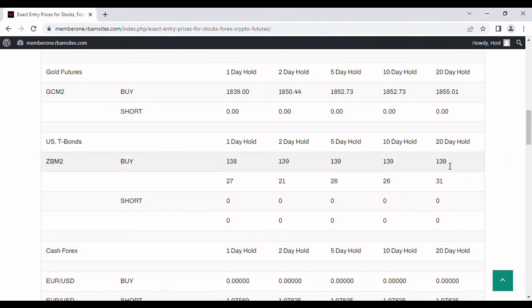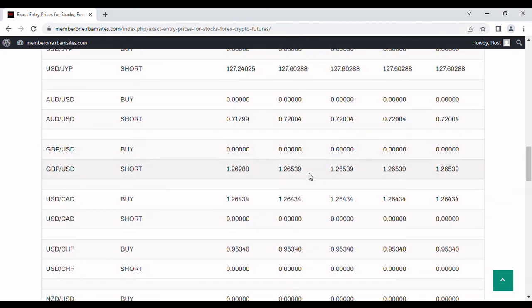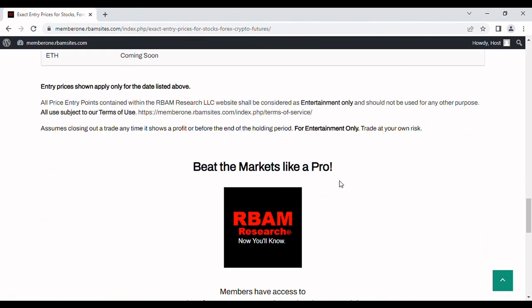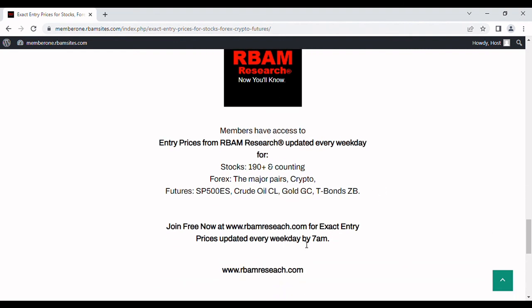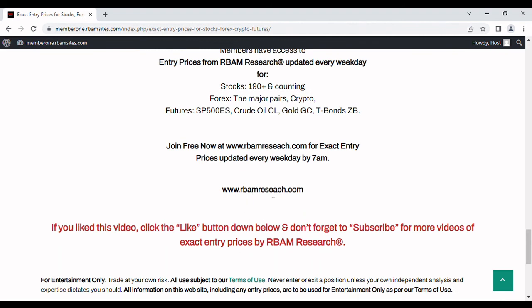Monday through Friday. Let's scroll down here to the bottom. We cover forex as well, Bitcoin. And in fact, we cover 190 stocks, the major forex pairs, Bitcoin for crypto, and the most liquid futures that I just showed you. They're all published before 7 a.m. Monday through Friday at RBAMResearch.com. There's no charge, absolutely free, no credit card required. And you can get them all again by registering at RBAMResearch.com.